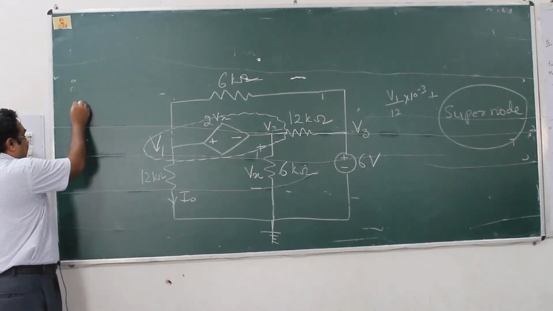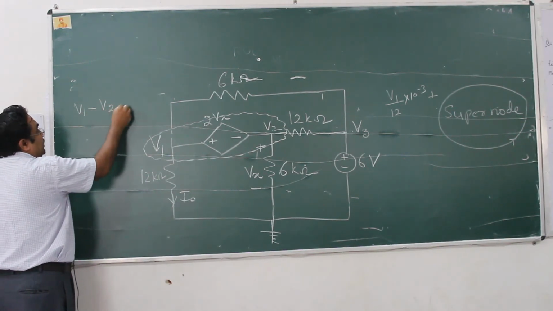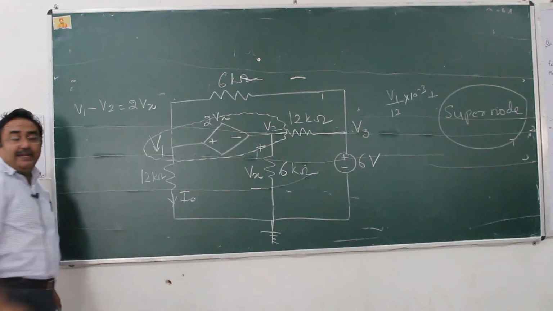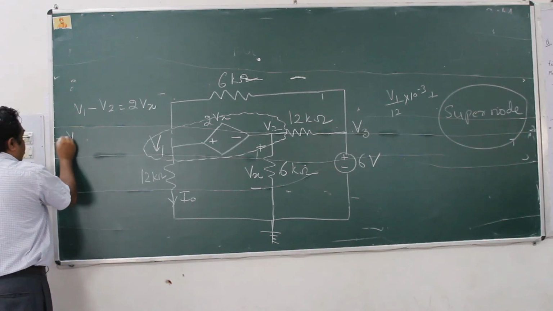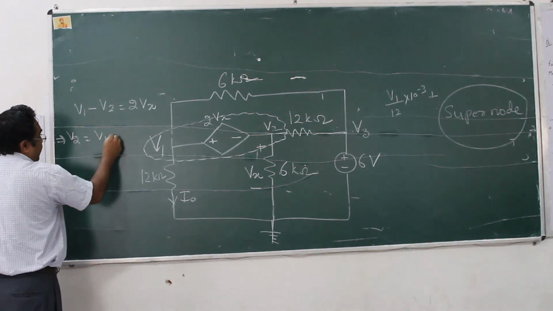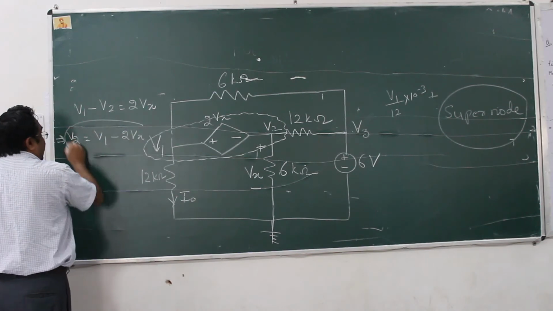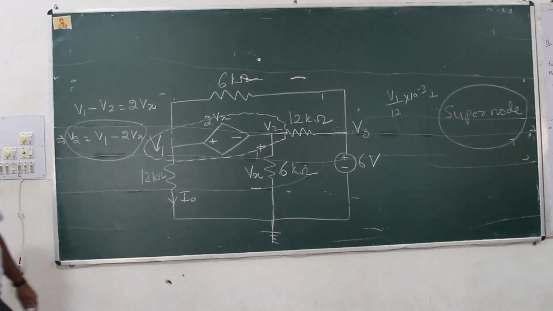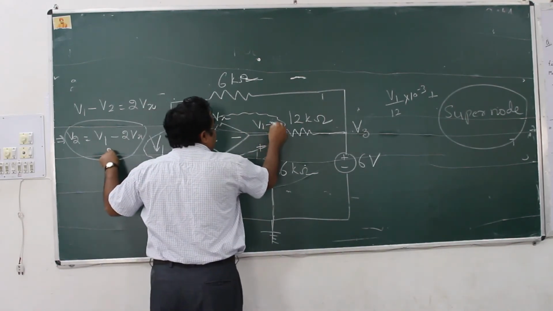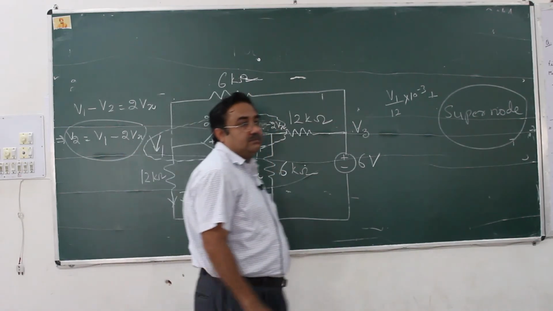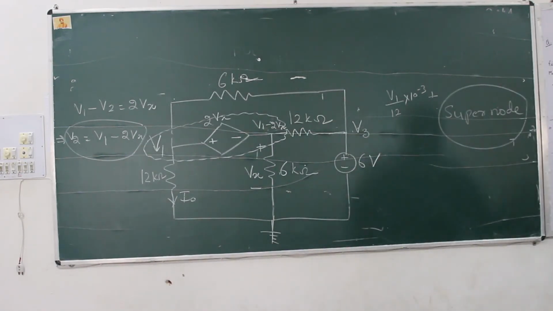So what will I get? V1 minus V2 is equal to twice Vx. Do you agree? So I can write down V2 as V1 minus twice Vx. Do you agree again? So what will the voltage of this become? V1 minus twice Vx. Is it clear? So you need not choose another unknown voltage V2.